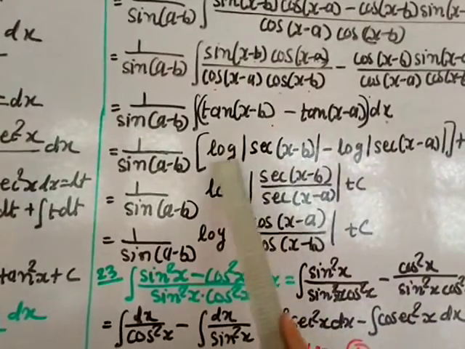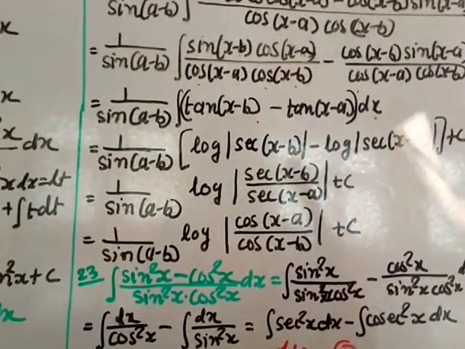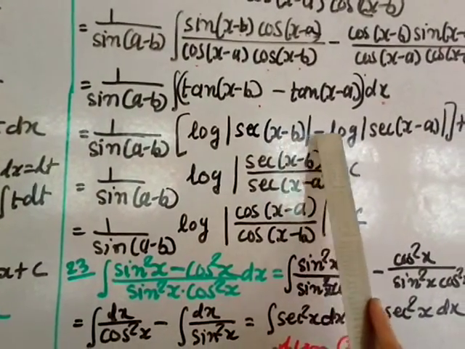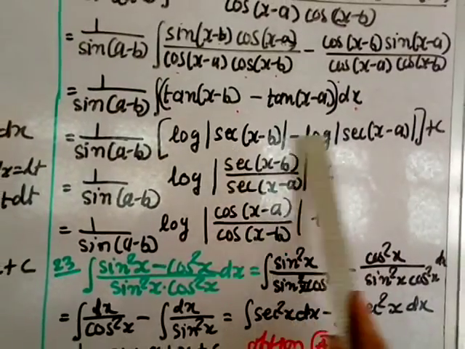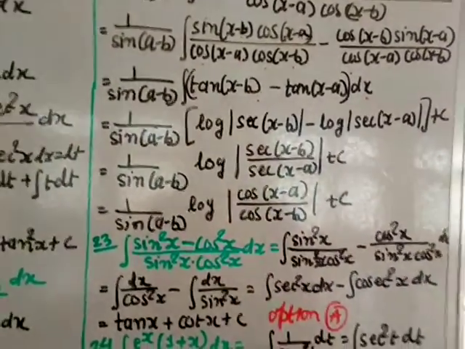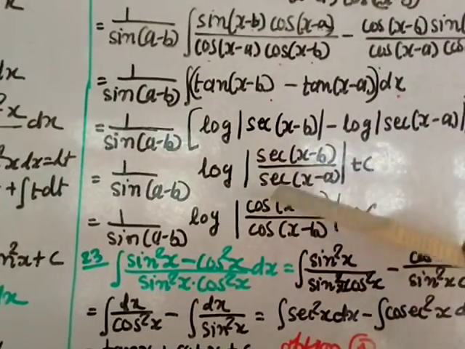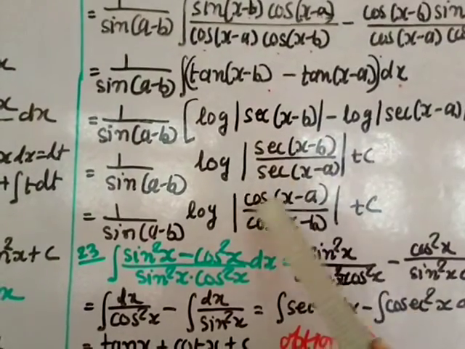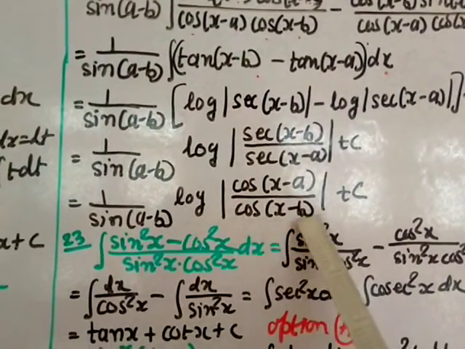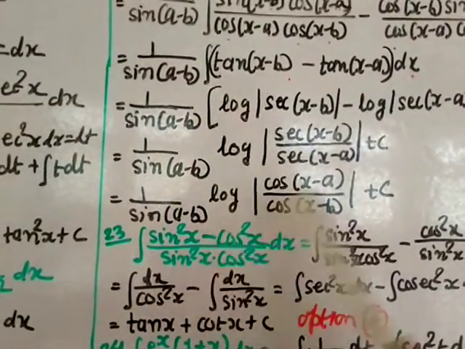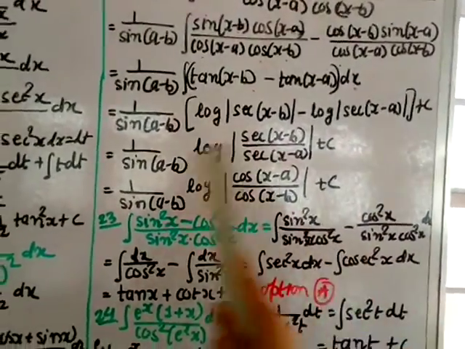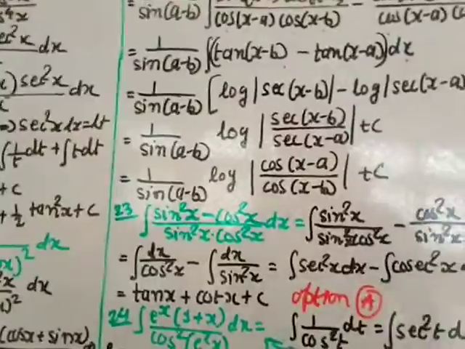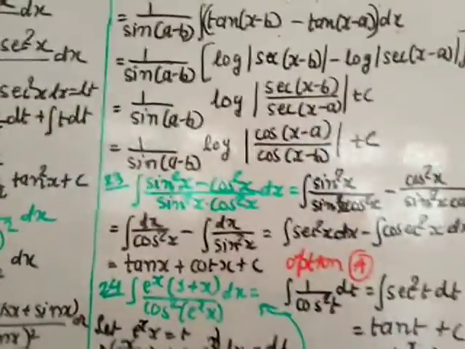Now log minus log, we use the log property, that is log m minus log n gives you log m by n. So log sec(x minus b) divided by sec(x minus a). I am using the log property. The answer in your textbook is given in terms of cos, so I am writing sec as 1 by cos, and this also 1 by cos. So this cos will go up and this cos will go down. So here I will get cos(x minus a) and cos(x minus b) in the log, and 1 by sin(a minus b), or you can just leave this answer. But since it is given the same in the textbook, I am just comparing with that and trying to get that answer. Questions number 23 and 24, you have to select the right option.